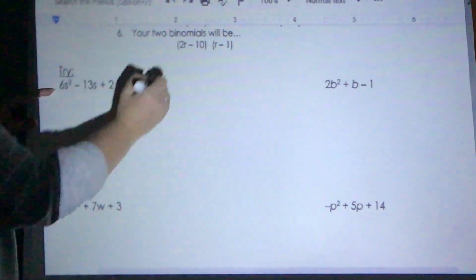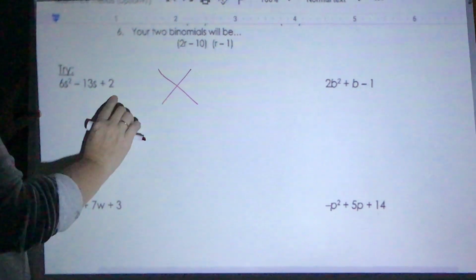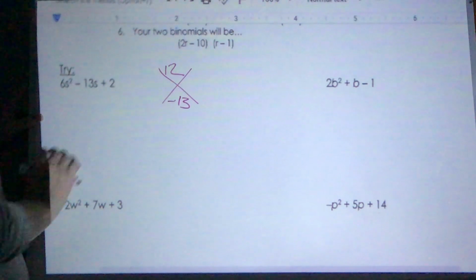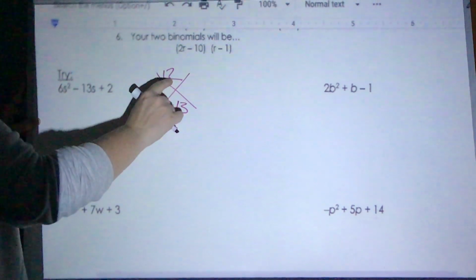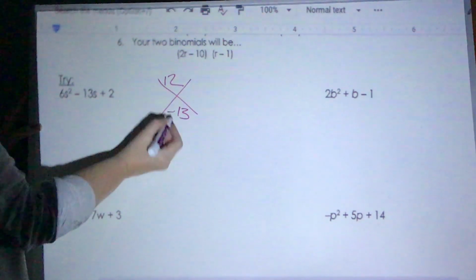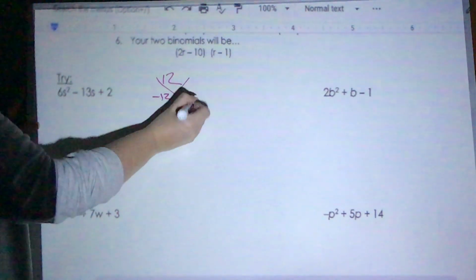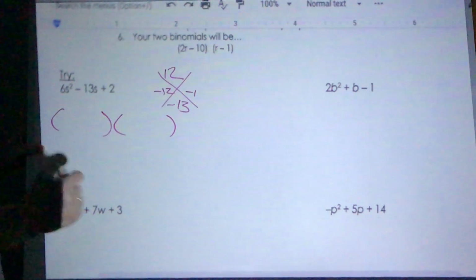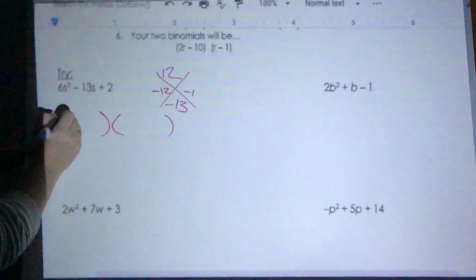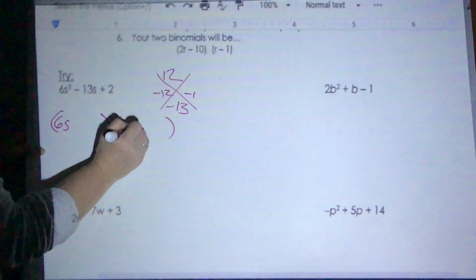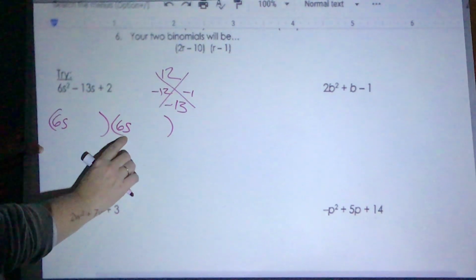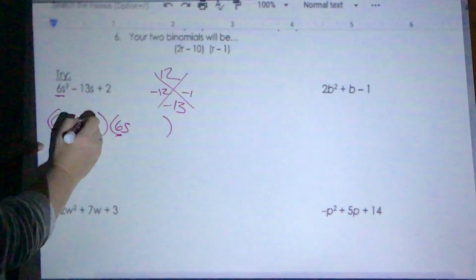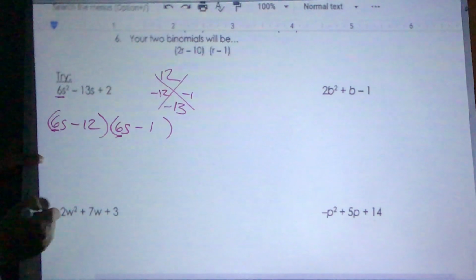using this lazy method, for this first one here, I would do 6 times 2 is 12, and I want them to add to negative 13. So two numbers that multiply to give me negative 12 and add to give me negative 13 would be negative 12 and negative 1. I'm going to write my two parentheses because I'm assuming I'm going right to my answer. And I'm going to put 6x as the beginning of both. I'm just using the a term, the a coefficient. And then I'm going to write minus 12 and minus 1.